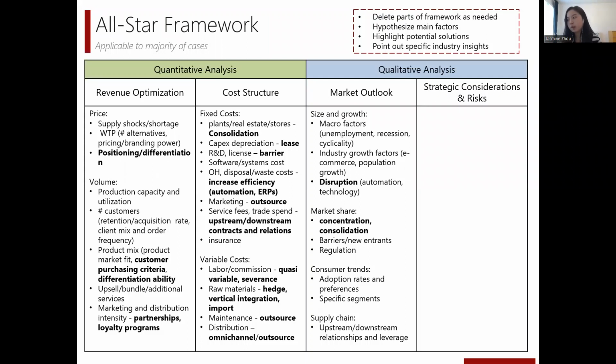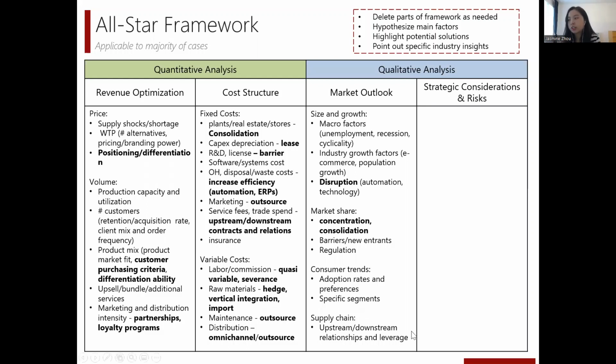The third sub bucket is consumer trends. So adoption rates and preferences of consumers. What are consumers preferring and interested in? And then specific consumer segments that are growing. So for example, within the apparel industry, maybe the swimwear apparel section is growing the most, or maybe the high end is growing more than the low end. These are all valid points to bring up according to your case.